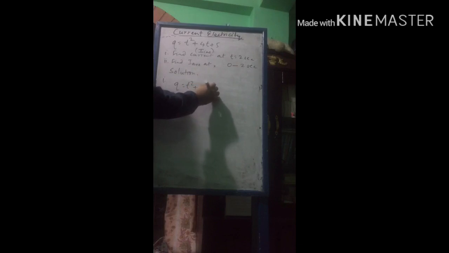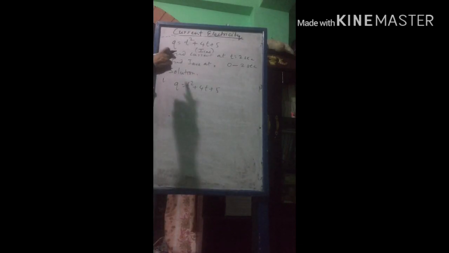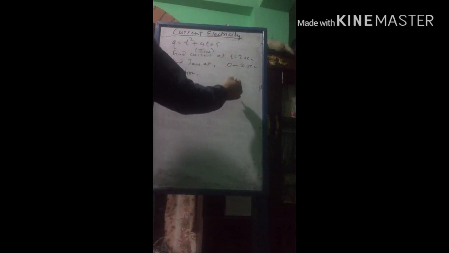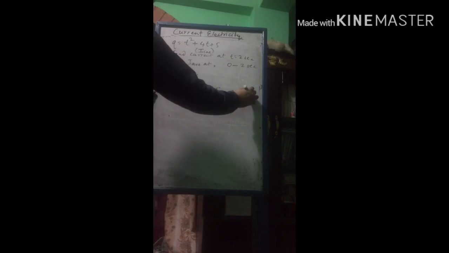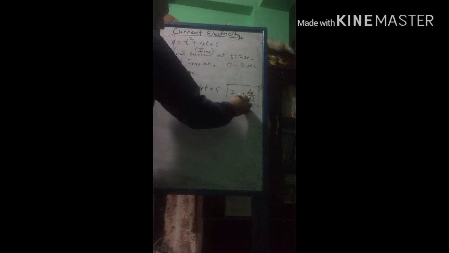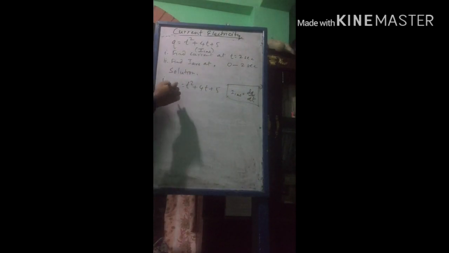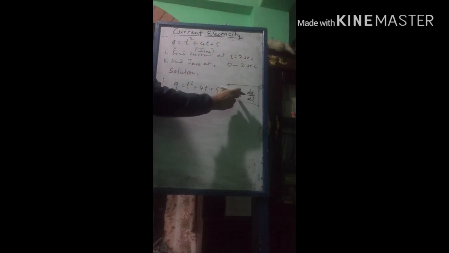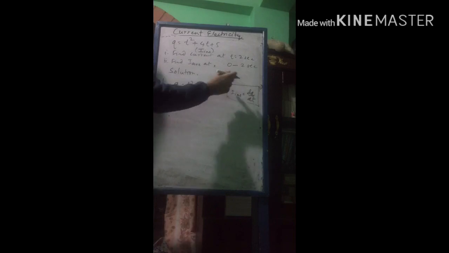Now let us go to the first one. In the first, what is the equation? Let us take the equation Q equals t square plus 4t plus 5. You know, Q, the charge, is a function of time. So here we have to find the current. What is instantaneous current? It equals dq by dt. We have learned this already. To find instantaneous current, we have to find dq by dt.